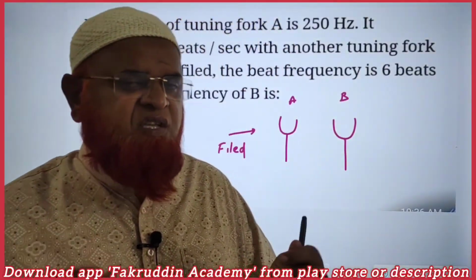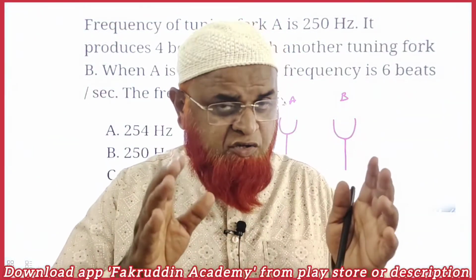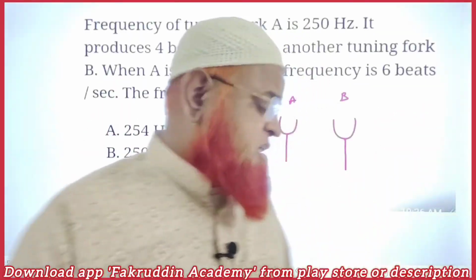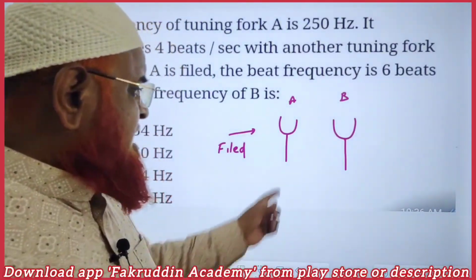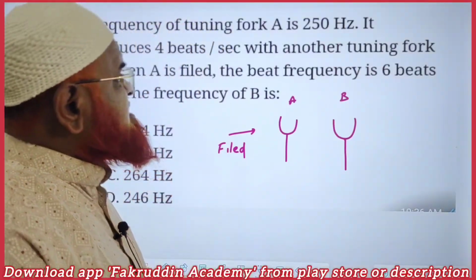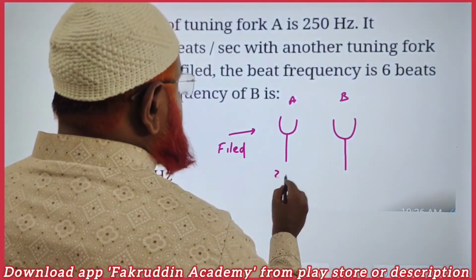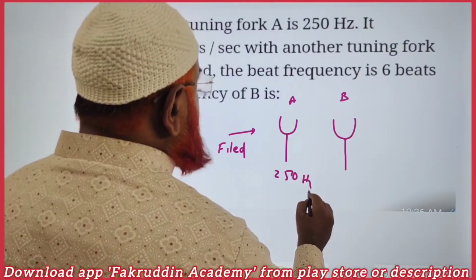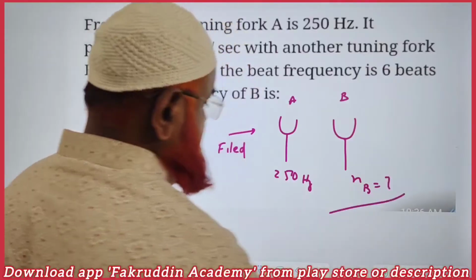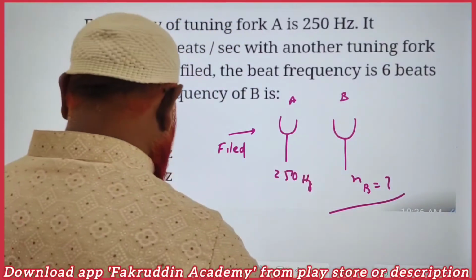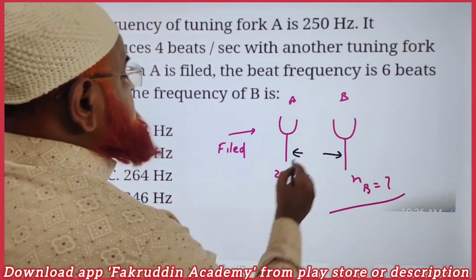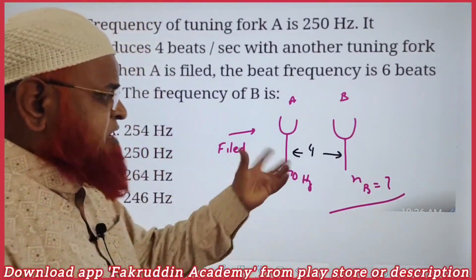My dear students, this is a problem of beats. I am going to explain this problem by using the finger technique. What is the meaning of finger technique? Here, you can just see, there are two tuning forks A and B. Already there is A, which has 250 Hz as its frequency. And the other frequency, that is B, is unknown to us. But it is said that the gap between them is 4 beats, isn't it? The gap is 4 beats.